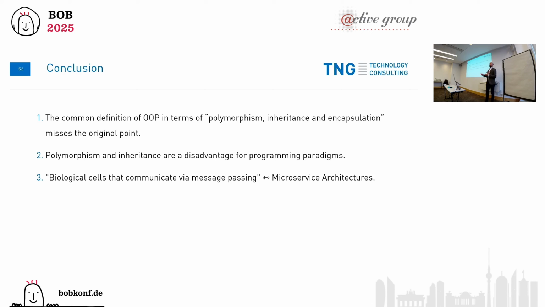The original idea of OOP in terms of cells that communicate via message passing fits well for modern microservice architectures. And we saw that this is actually a good analogy because the general principles of object orientation are well suited as an architectural paradigm, and much better than as a programming paradigm.